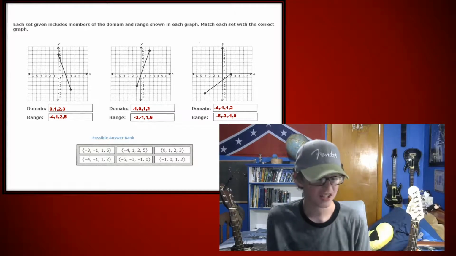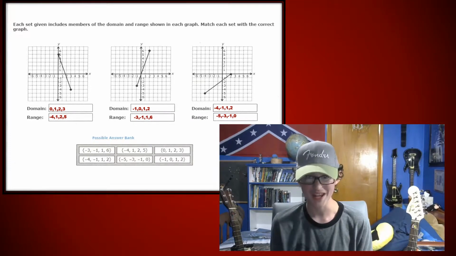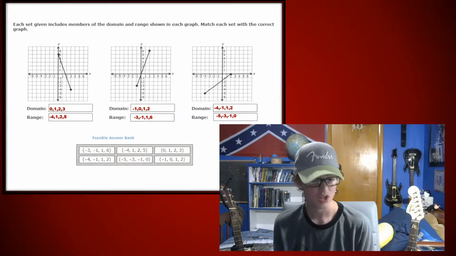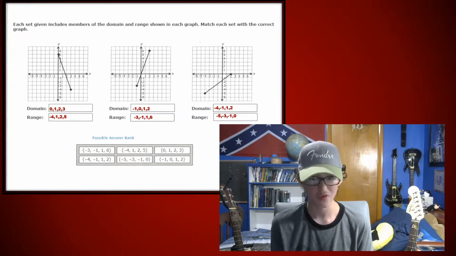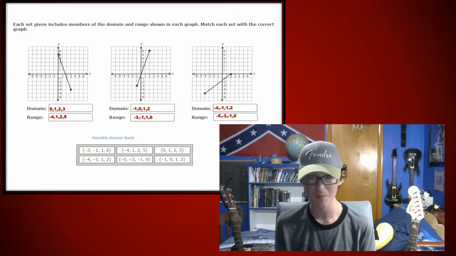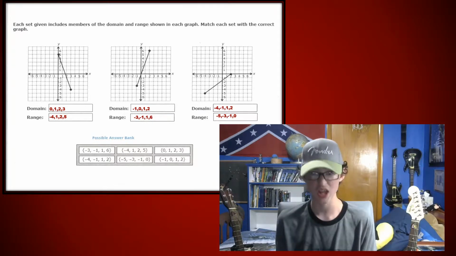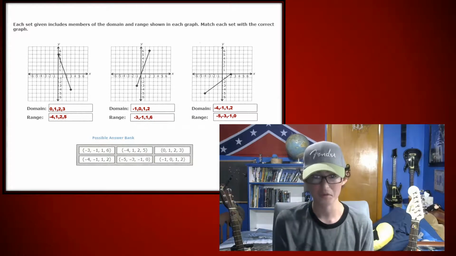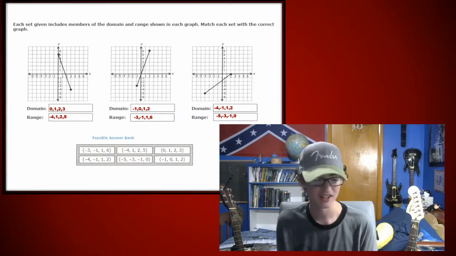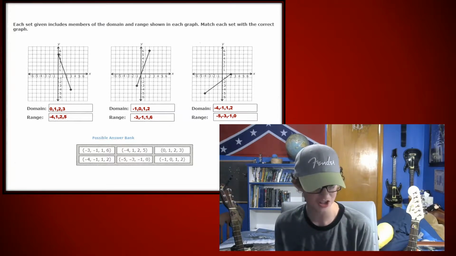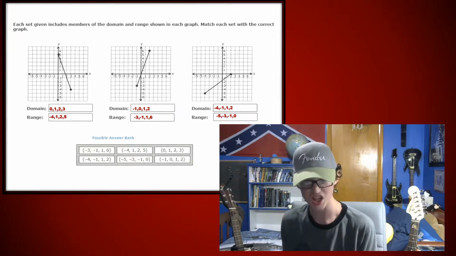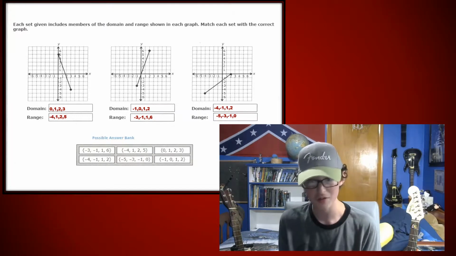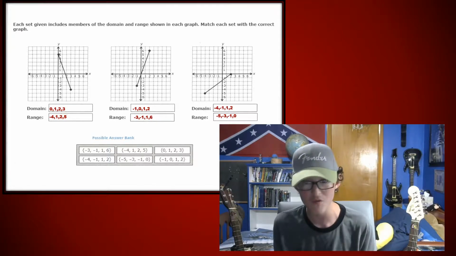Okay, so we're looking for the domain again, which is the x-axis. So, it goes from -1 to 2. -1, 0, 1, and 2. Luckily, that's only 4 numbers, so you can look for the exact thing in the answer bank. And it's there, -1, 0, 1, and 2. Okay? Now, for the range, it's going to be a big difference, because it goes from -3 to 6. -3, -2, -1, 0, 1, 2, 3, 4, 5, and 6.